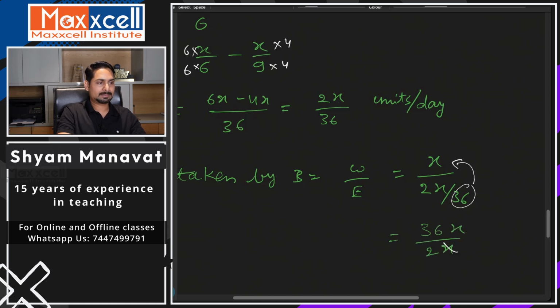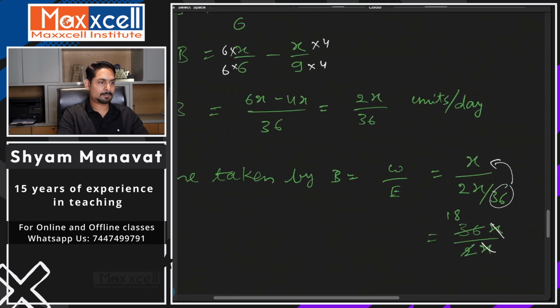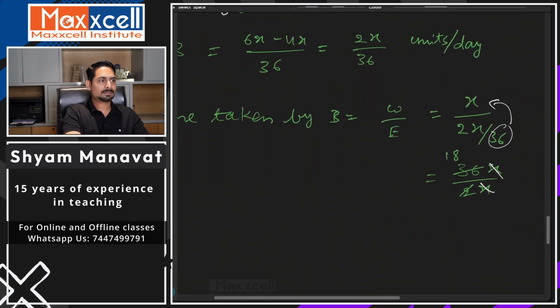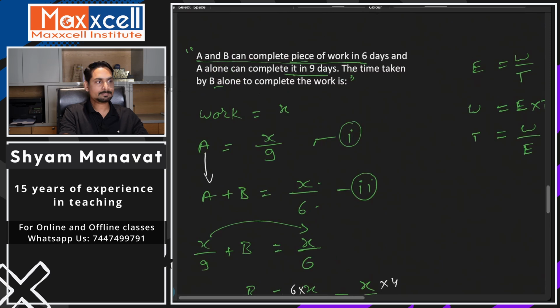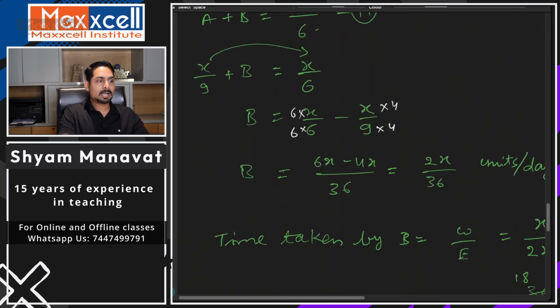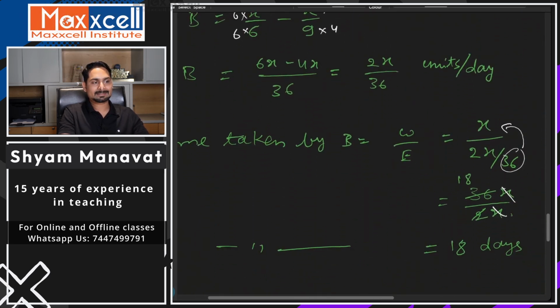Here x cancels. 2 1s are 2, 2 8s are 16. So that's your answer: 18. Time taken by B is 18 days. Unit of time here as per the question is days. I hope that's clear. And again you can see x and x are getting cancelled at the end.